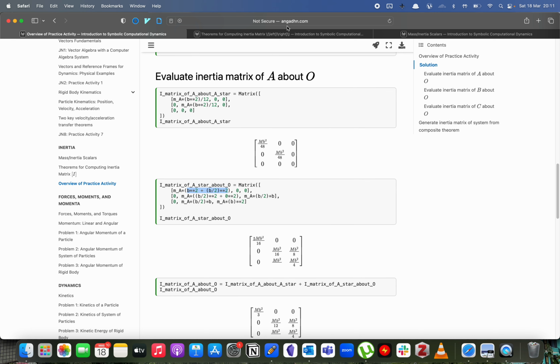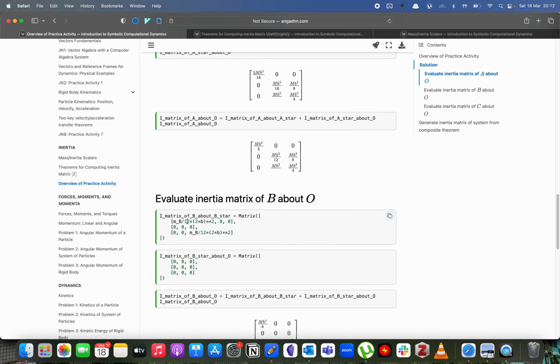So I'm hoping that this is showing you how we're getting to whatever we're getting. I'm actually manually computing each of these. I did this by hand, put it in matrix form, and saved it under the variable I underscore matrix of A star about O. And then I add this to this and I get what is I matrix of A about O. This is the rod's inertia matrix about O. I repeat the same process for B about O. Again, it's just the parallel axis theorem that we use on B.